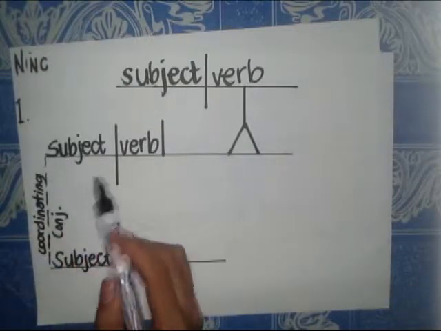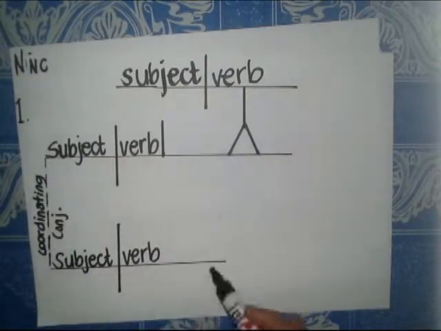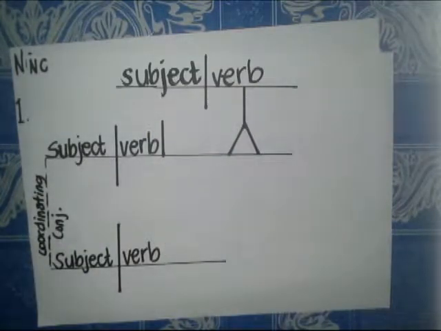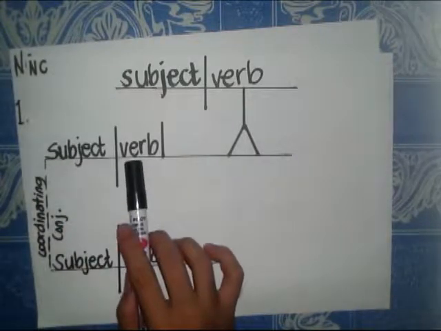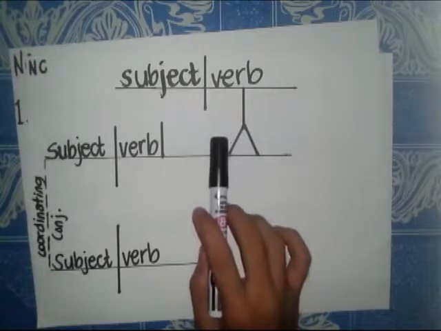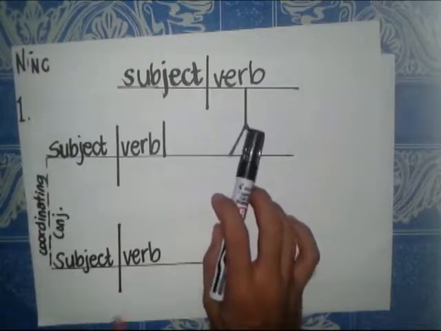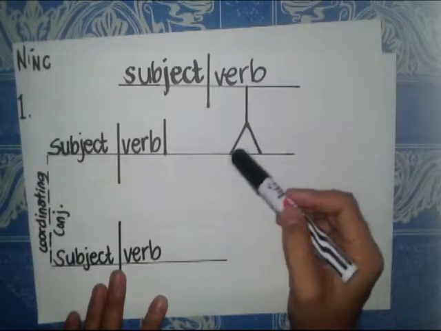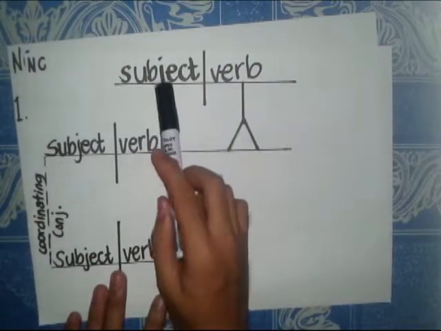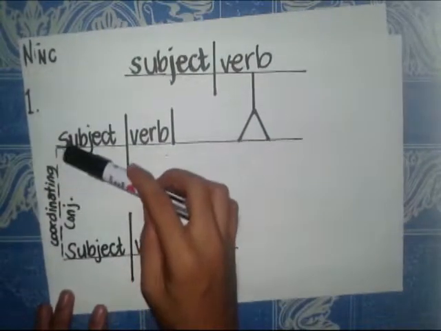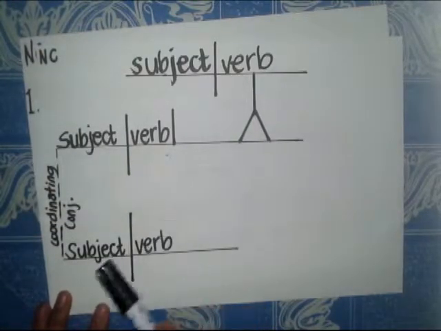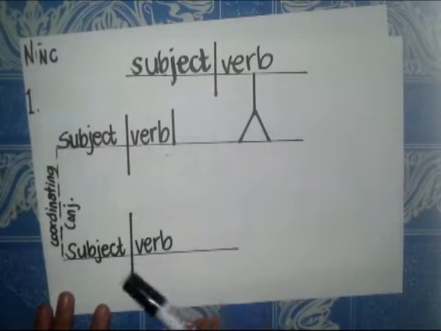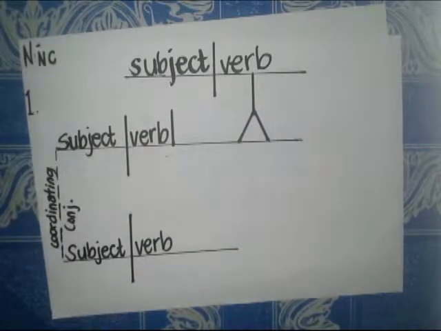Here we're going to draw the lines like this structure. You can pause this video and copy the structure. Here we put the subject, here the verb, and here is where the object of the verb should be placed. And here the subject, the verb, and here we make a broken line where we put the coordinating conjunction, and here the subject, a vertical line, and then the verb. Okay, let's proceed to an example.